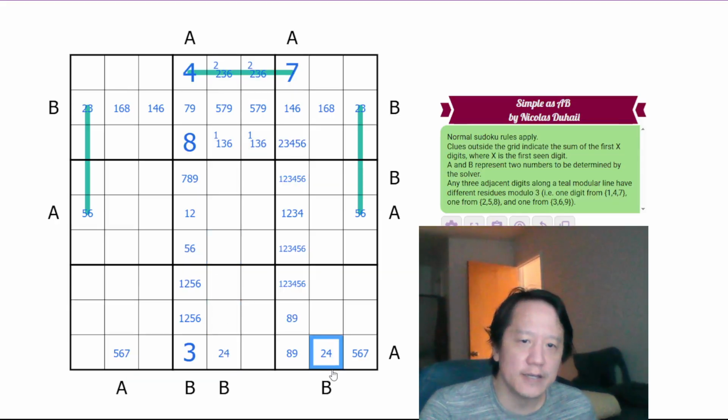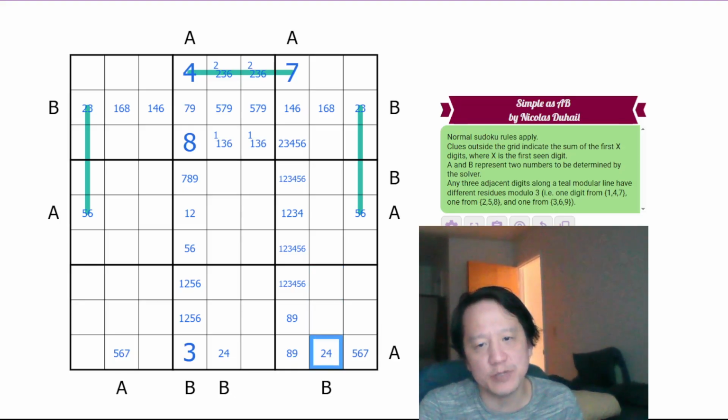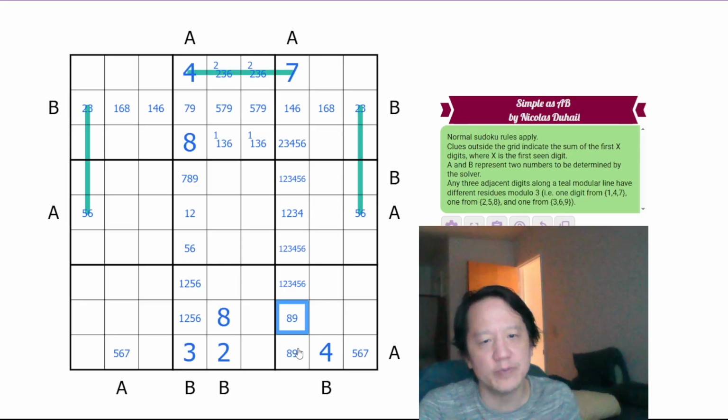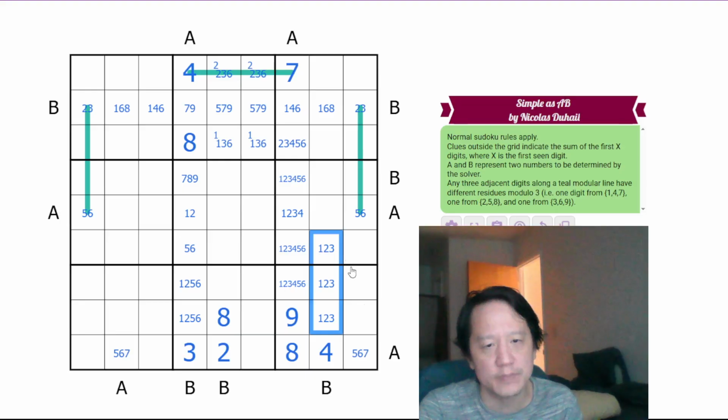So this cannot be 2, because that would force 2 and 8 to be there. So this must be 4 here. This is 2 here. 2 and 8 add up to 10. That means this can't be 8. That's 9. That's 8. 4 must be with 1, 2, and 3 to add up to 10. That eliminates 4 here, and 2 can't be here.